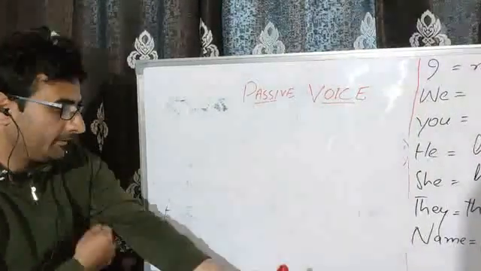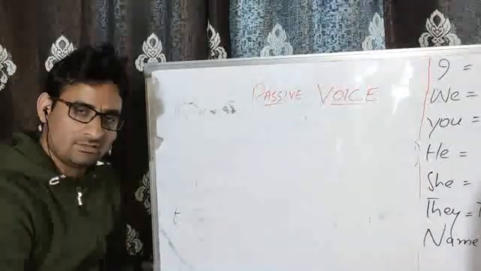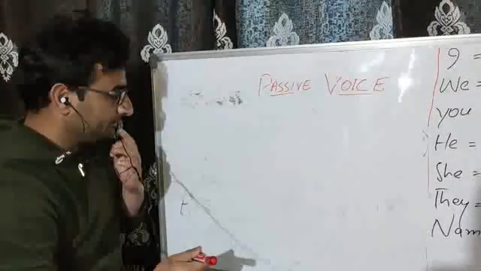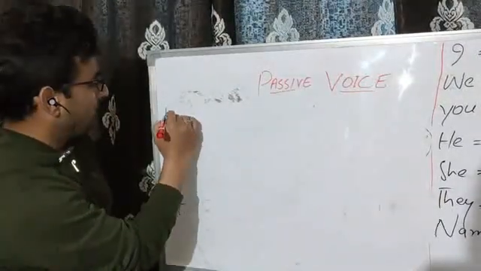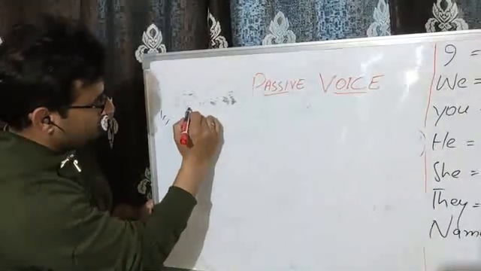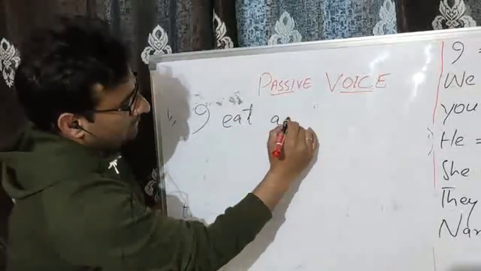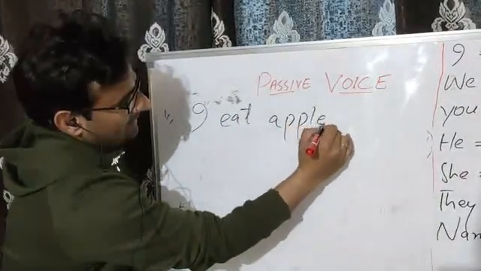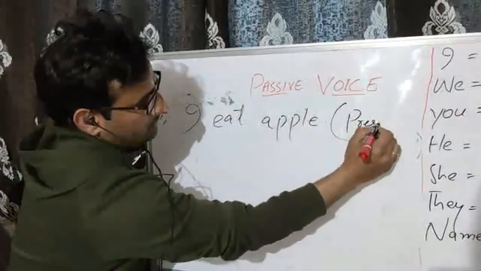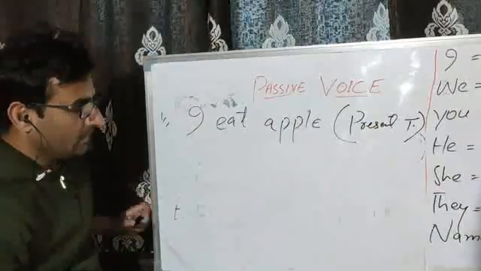हम एक चीज करेंगे कि हम टेंसेस के हिसाब से करेंगे. फर्स्ट वी विल डू प्रेजेंट टेंस एंड देन वी विल डू पास्ट टेंस, वी विल डू फ्यूचर टेंस एज वेल. हम यही सेंटेंस लेते हैं, आई ईट एप्पल. ठीक है, ये आपका प्रेजेंट टेंस है.